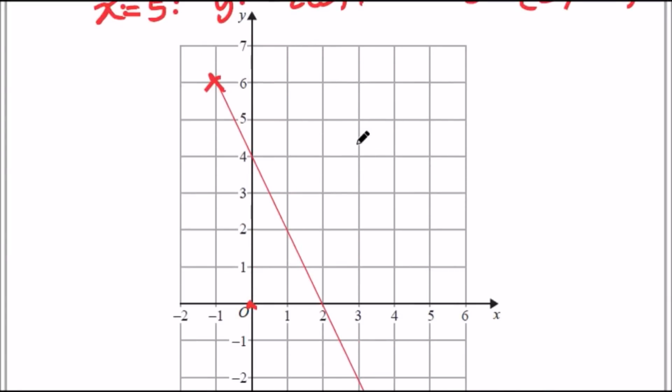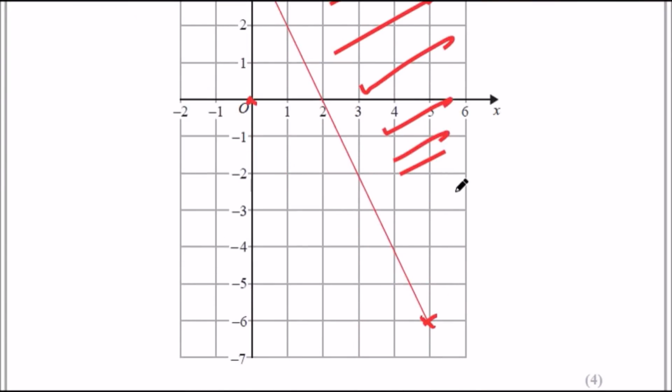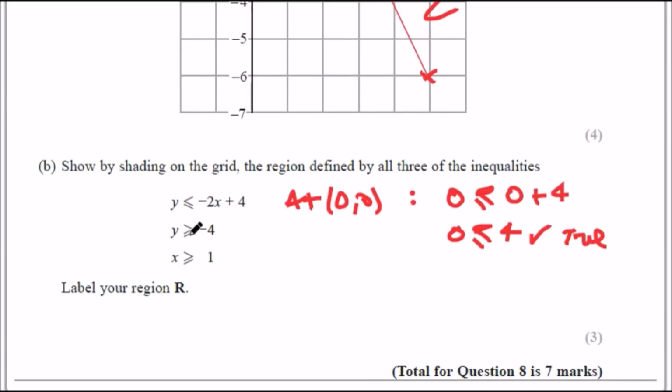Okay, so we're going to cross out the other side. This part we're not interested in, because that doesn't satisfy the inequality. So we just cross this out. Oopsie. Next one, y greater than or equal to minus 4.